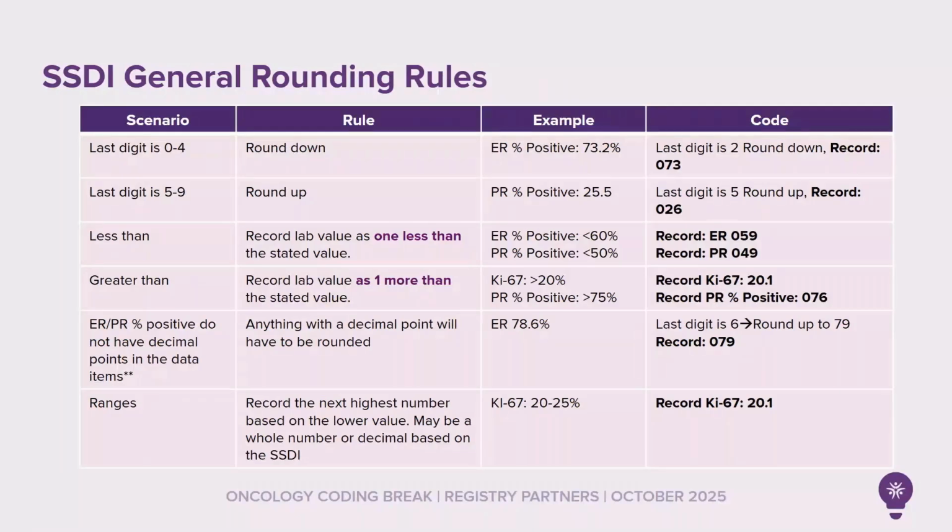The ER/PR percent positive do not have decimal points, so any labs given with a decimal would have to be rounded, and they would be rounded by the last digit, the decimal, up to the next whole number. Instructions for ranges were updated in the SSDI manual version 3.1 to record the next highest number based on the lower value. Depending on the SSDI, this may be a whole number or a decimal, similar to the greater than values.